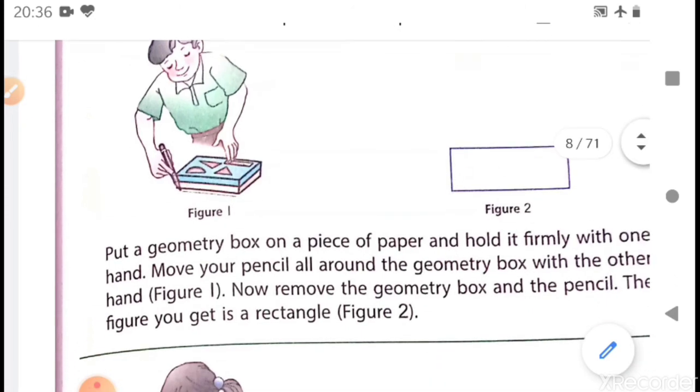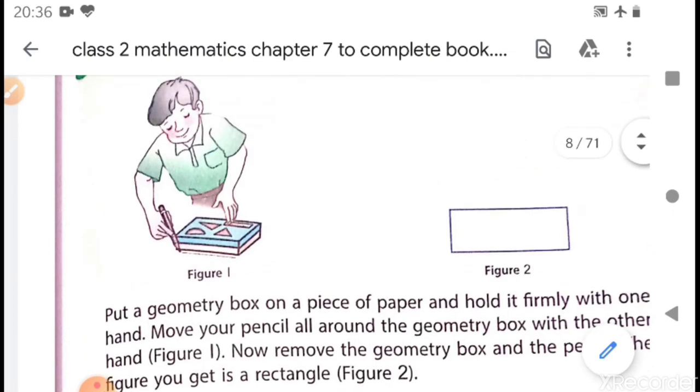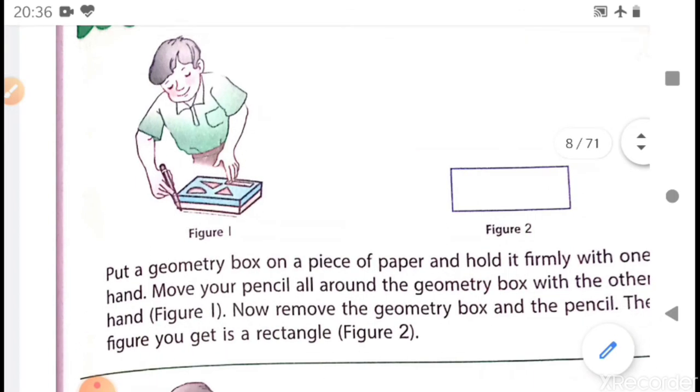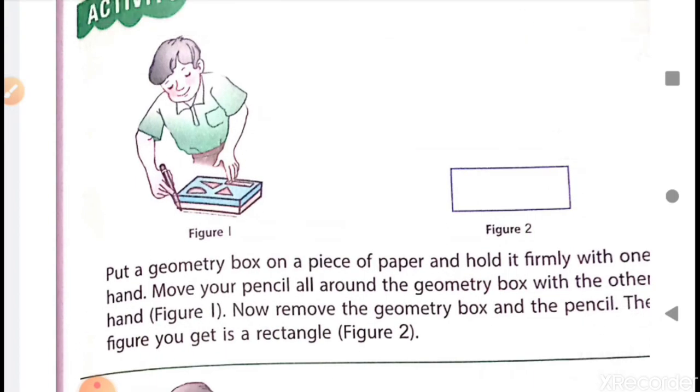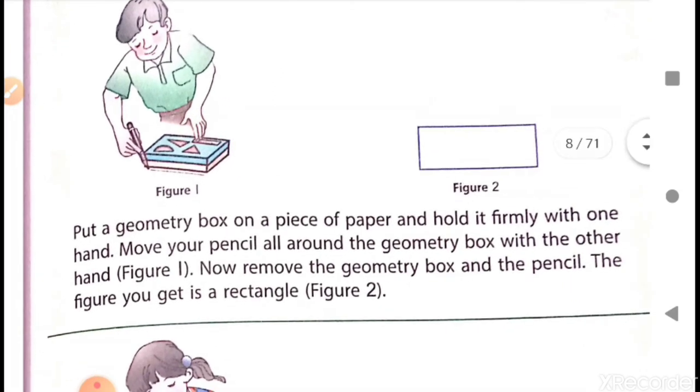Okay, you can see in the first figure, you take your geometry box, pencil box, matchbox, anything, hold it firmly and then with the other hand, move your pencil all around it. Now remove the geometry box or the matchbox and the pencil. The figure you get is a rectangle. In the first figure, you can see the child is holding a geometry box and moving his pencil all around it. And in the second figure, the shape which you get is a rectangle.